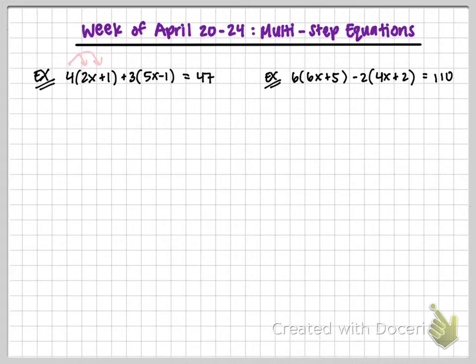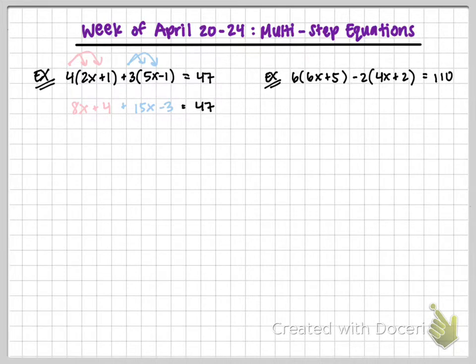distributing inside, and then after that we will also do the 3, the positive 3, inside that parentheses. So 4 times 2 gives me 8, and then don't forget the x. 4 times 1 is 4. 3 times 5 is 15. Don't forget the x. 3 times negative 1 is negative 3. Drop down your 47.